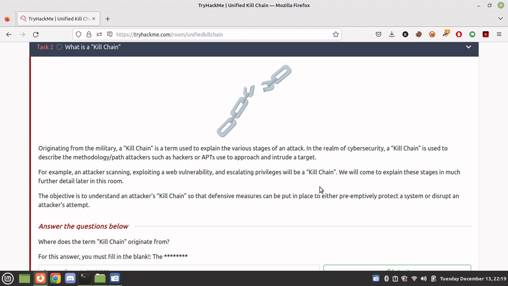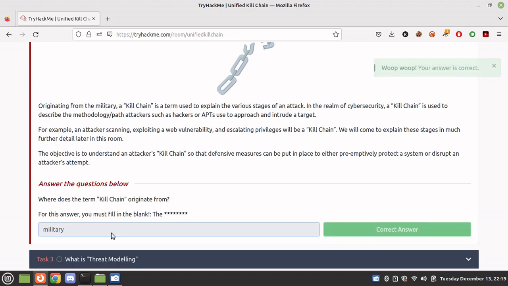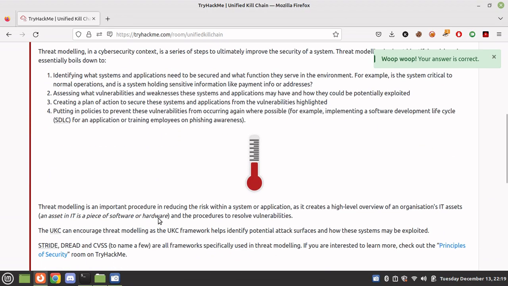We'll come to explain the stages in much further detail in this room. The objective is to understand an attacker's kill chain so that defensive measures can be put in place to either preemptively protect a system or disrupt an attacker's event. Where does the kill chain originate from? Military. Basically, it comes from the military kill chain. Just go ahead and watch the Cyber Kill Chain video, you will know.